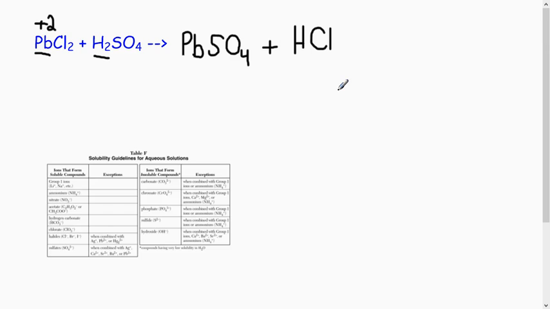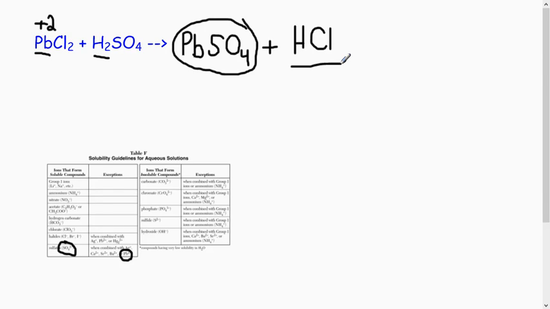To determine whether or not this will actually take place, I need to look up my ions. PbSO4. SO4 tend to be soluble compounds, but lead is an exception, which means that PbSO4 will become my precipitate. HCl is also a covalent compound, so both of those make it actually take place. However, I only need either one covalent compound or one precipitate, or both of them could be as well.